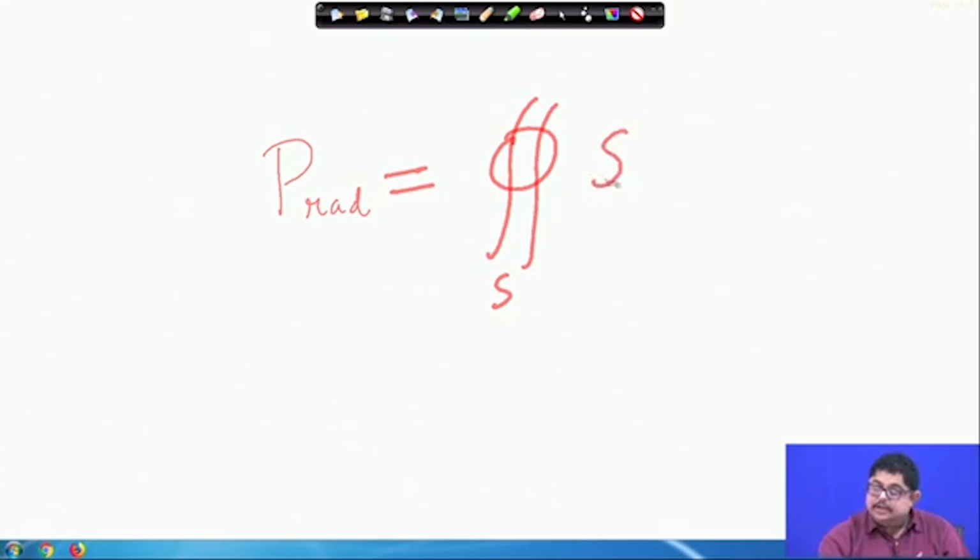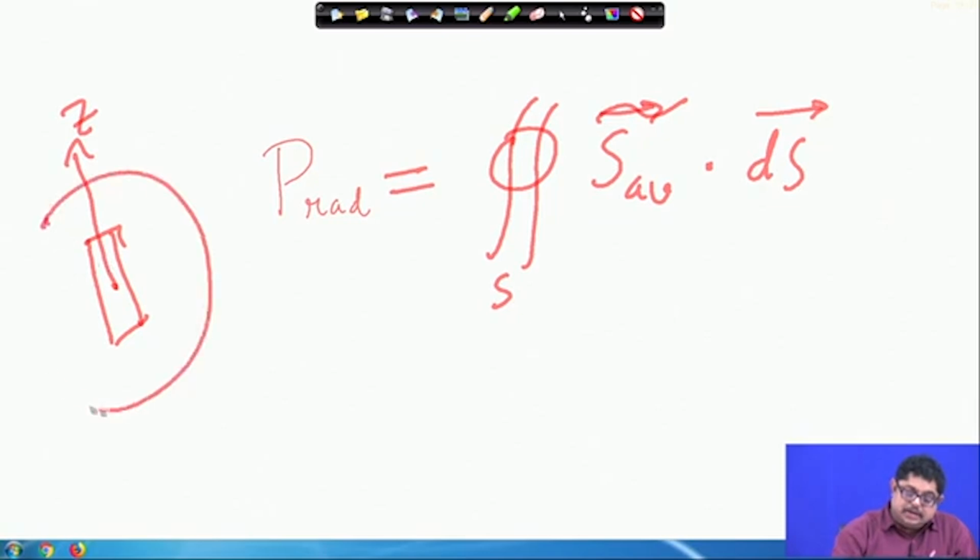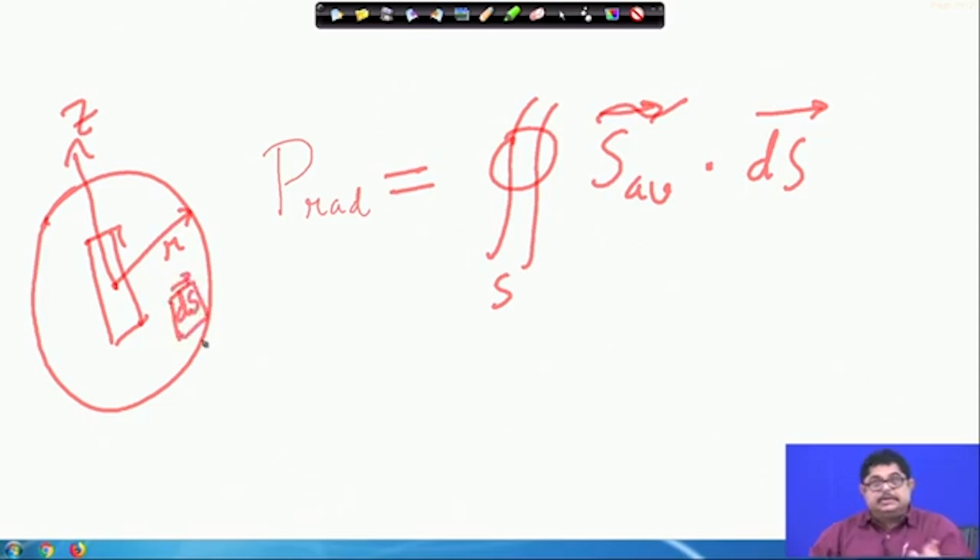an integral over a closed surface. I can see that the drawing is something like this. I have the current element here, and this is the z axis, and I have a radius r, and on this there is a ds vector. We know the value of the ds vector in spherical coordinates is radially directed and its value is r square sin theta d theta d phi. So, we can put that in and do this integration.